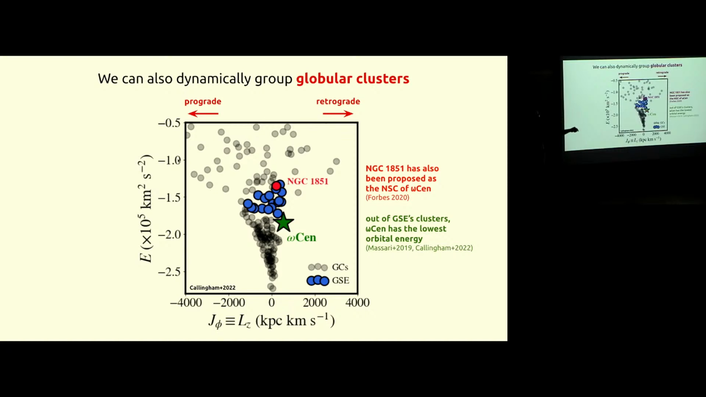ωCentauri is dynamically associated with this Gaia sausage Enceladus sphinx. However, these associations are not unanimous in the literature. There are some people that argue this ωCentauri because this orbit is very retrograde, as you can see right here. On the right, we have retrograde things. On the left are prograde things, moving with the disk. And this ωCentauri has been argued to be part not of Gaia sausage, but of other accreted substructure, whatever. What matters is that this association is not unanimous.